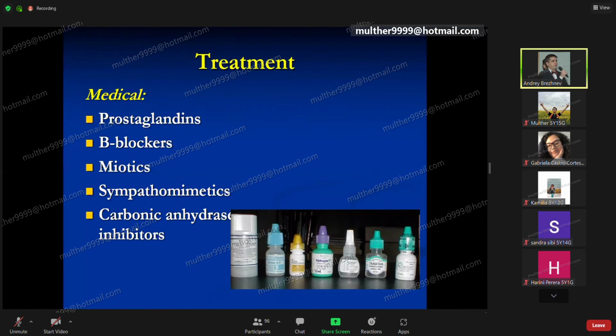Additionally, we can use sympathomimetics like brimonidine and carbonic anhydrase inhibitors like brinzolamide, dorzolamide, drugs which cause the decrease of intraocular fluid formation. Prostaglandin analogs cause the increase of outflow. Beta blockers and carbonic anhydrase inhibitors cause the suppression of the aqueous humor production. And sympathomimetics have a combined mechanism. But the relatively most effective drugs are prostaglandin analogs.